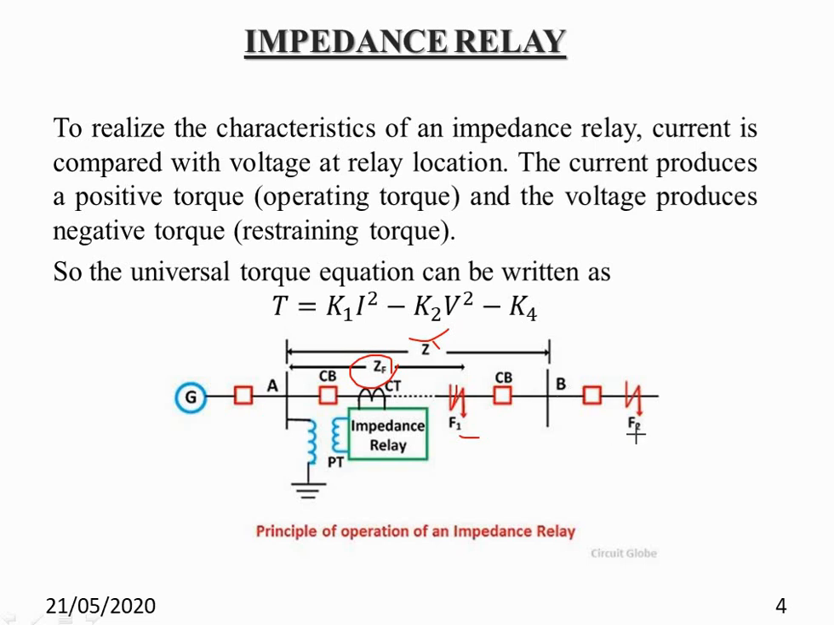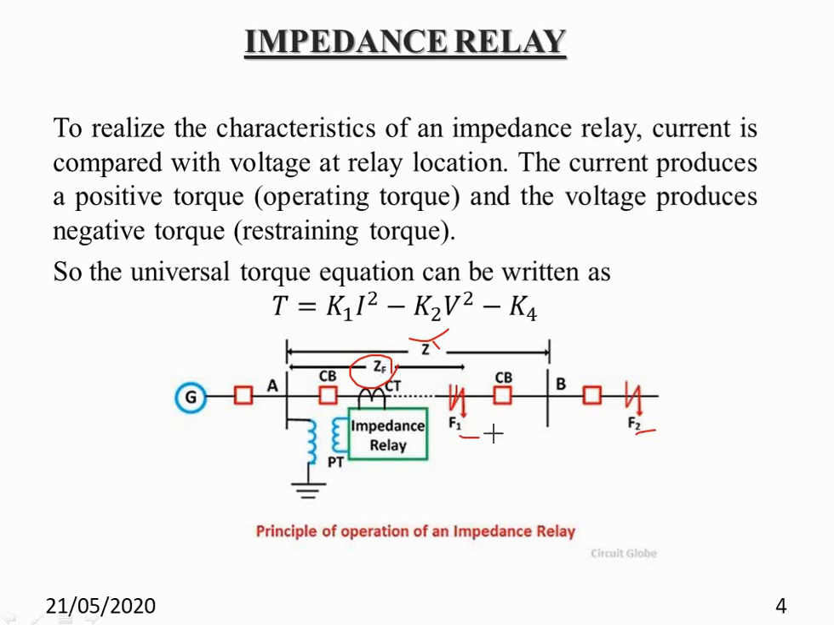Now if any fault occurs at the F2 location, that means beyond this zone, this relay will not check it. Now how will this type of relay work? See, if a fault happens at F1, the relay will check the voltage and current up to F1. The voltage between A and F1 will be less, because the impedance will be less. Definitely, if the voltage is less, we can indirectly say that the impedance is less.